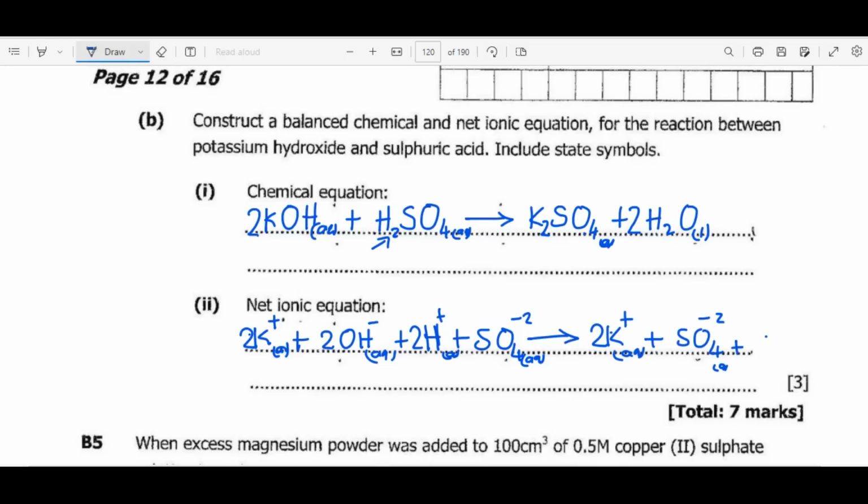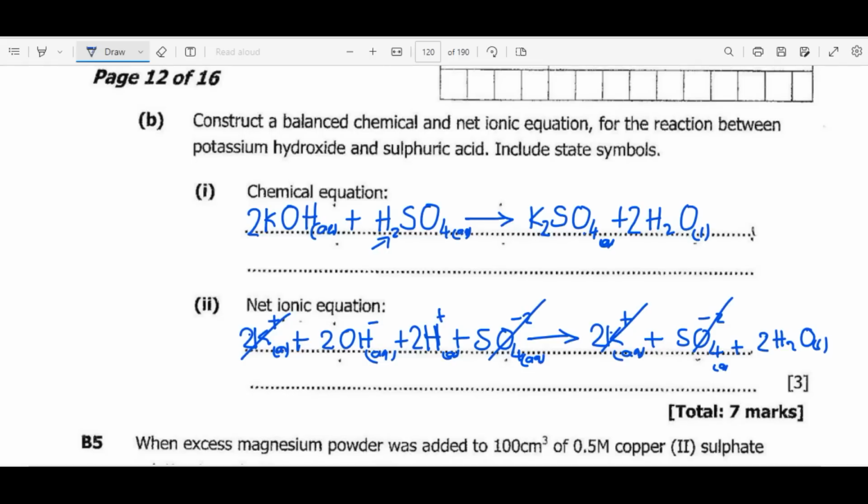But for liquid water, we don't have to break into ions. This is a covalent compound. So this is the overall ionic equation. But our question is, we want the net ionic equation. So we are going to cancel the spectator ions, those ions that are in aqueous state on both sides of our equation. So potassium is in aqueous, even here is in aqueous, so it's a spectator. Then sulfate is in aqueous, also here is in aqueous.